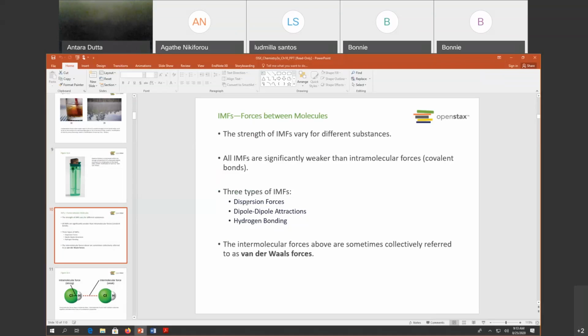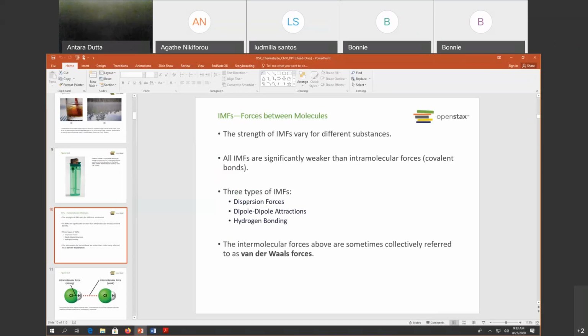Everybody knows electrons are negatively charged and protons are positively charged. So one side becomes slightly negative, other side becomes slightly positive. And similarly, it can happen to the next one. If this side becomes slightly positive and this side becomes slightly negative, then what would happen? You should see some attraction between the negative side and the positive side, and they should attract each other. So this force is called London dispersion.